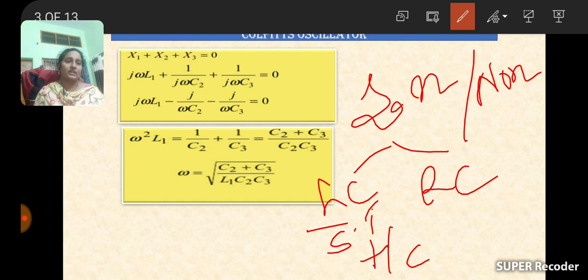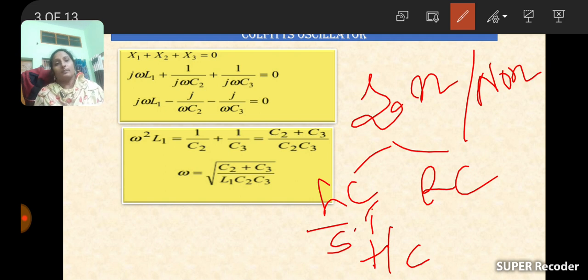Coming to the next one, within the sinusoidal oscillators one more group is there, that is RC oscillators. In RC oscillators, the tank circuit is made with resistor and capacitor elements. Here three types are there: the RC phase shift oscillator, the Wien-Bridge oscillator, and the resistive oscillator.